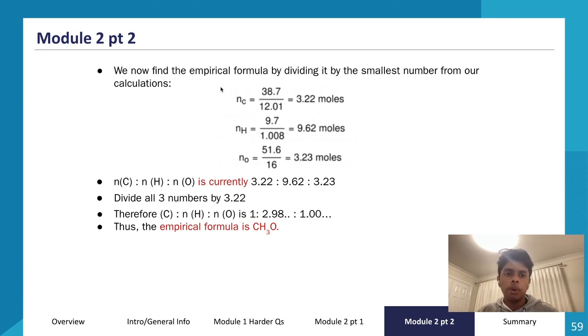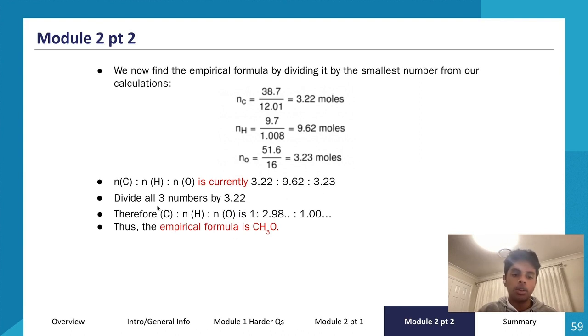So to find the empirical formula, we divide it by the smallest number from our calculations. What is the smallest number from our calculations? The smallest number from our calculations is 3.22. So let's divide all three numbers by 3.22 now. We get 1 to 2.98 to 1 approximately. So we get a ratio of now 1 to 3 to 1.